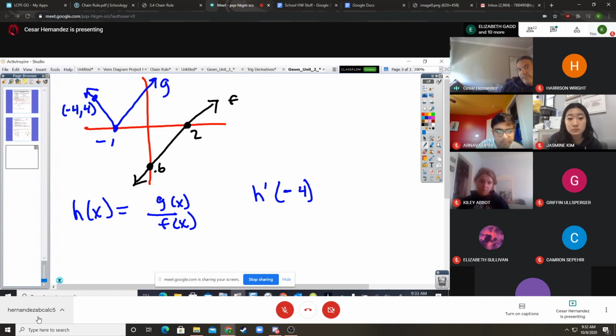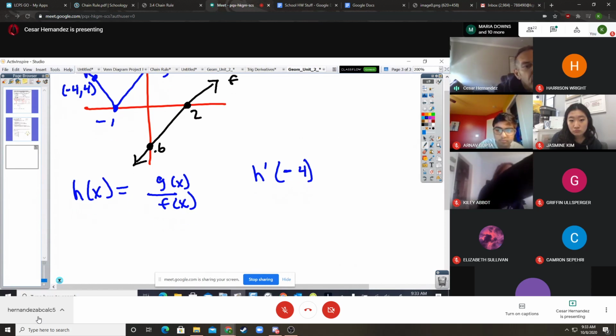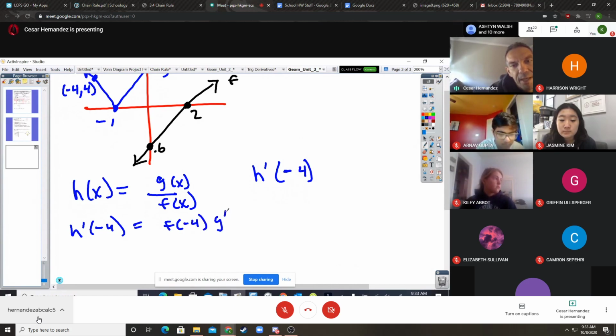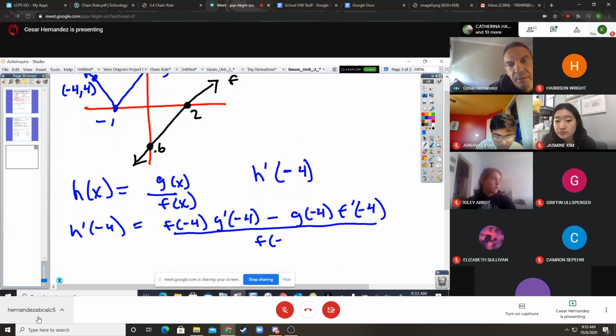All right, so I look at this question and it says, given the function is a quotient and I have to find the derivative of the quotient. So the first thing is I need to do the quotient rule. Mr. Hernandez taught me the quotient rule looks like this: bottom, derivative of the top, minus the top, derivative of the bottom, over the bottom squared.